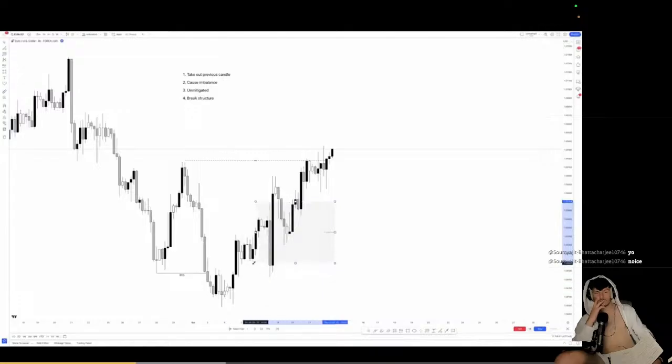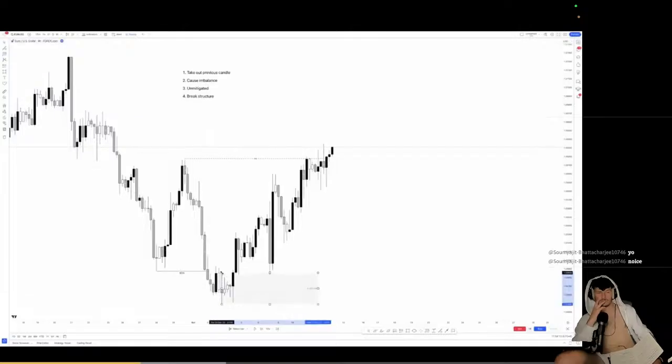If I mark this one right here, it has also been mitigated. So I guess the only one could potentially be the extreme end right here, right? Yeah, it could potentially be at this extreme end, but the extreme end has been mitigated as well, right? So in this case, there's actually no order block whatsoever, right?